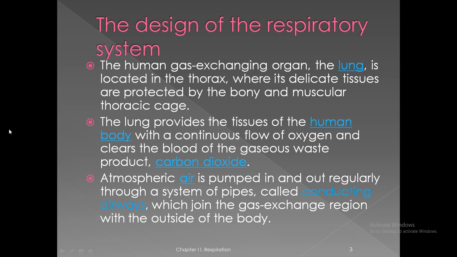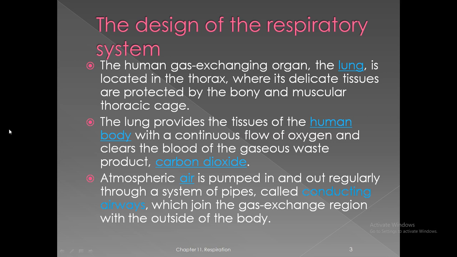The design of the respiratory tract. The human gas exchanging organs, the lungs, are located in the thorax, where their delicate tissues are protected by the bony and muscular thoracic cage. Bony and muscular thoracic cage means the rib cage.